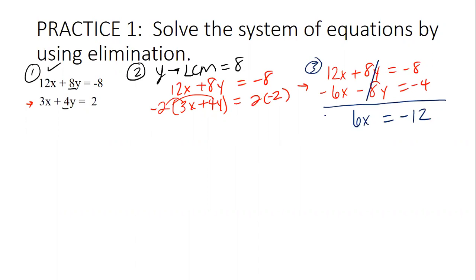Step 4 is to solve for the variable. What do I need to do to solve for x? Divide. So I get x equals, what's negative 12 divided by 6? Negative 2. So I have my x.